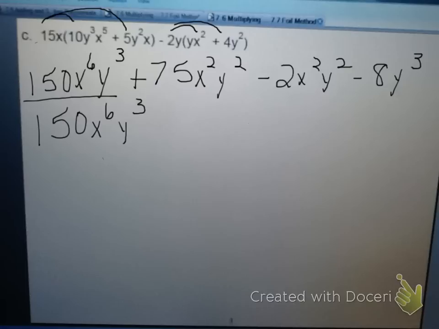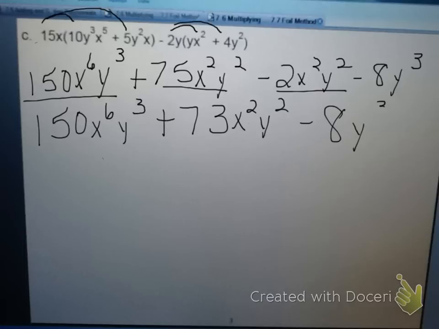Now notice the 75x squared y squared and the negative 2x squared y squared. They have both variables, and both variables have the exact same exponent. So I combine and I get a positive 73x squared y squared. Again, you only add the coefficients. And then bring down the negative 8y to the third.